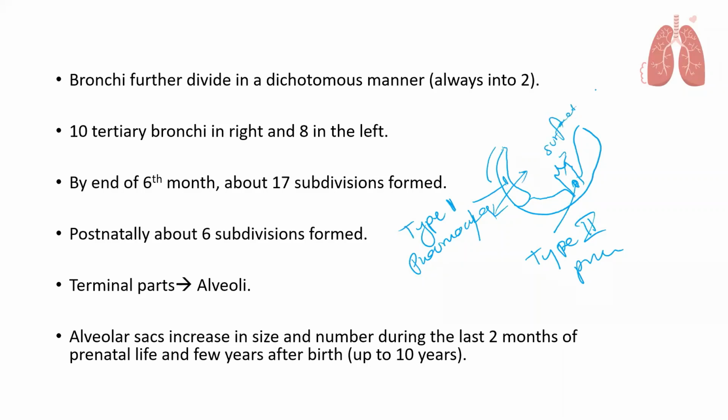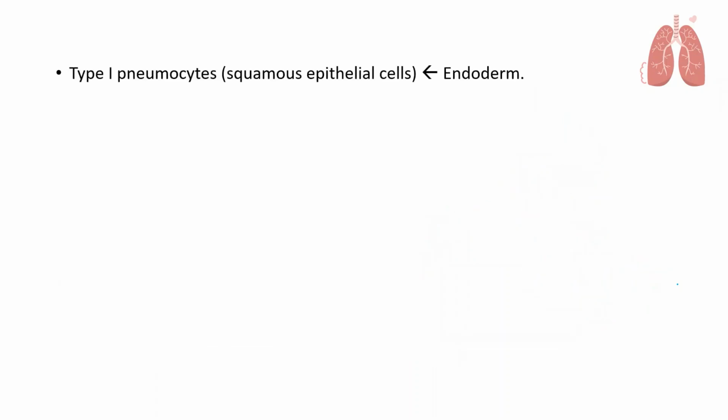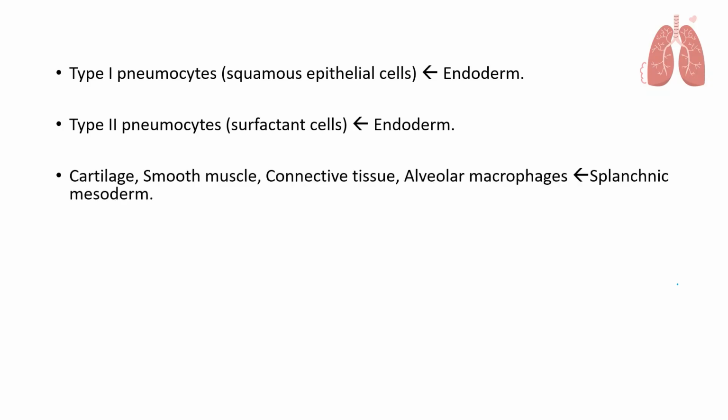This will help reduce the surface tension between the air and the lung, the alveolar surface. This will prevent the collapse of alveoli when air enters the alveoli, right? So the development of these type 2 pneumocytes occurs at the 6th month of intrauterine life. The type 1 pneumocytes, the squamous cells, and the type 2 pneumocytes, the surfactant cells, develop from the endoderm.